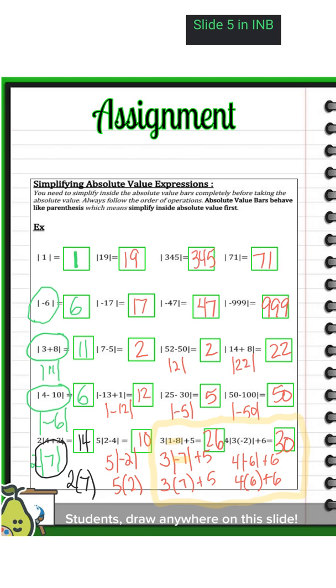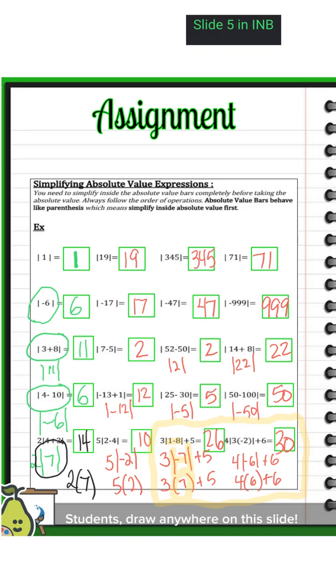You cannot distribute inside absolute value. So this cannot happen. You cannot do 3 times negative 7 and put it inside absolute value bars. That doesn't work. You have to take the absolute value of negative 7 first, which is 7, and then go ahead and finish your order of operations. 7 times 3 is 21. 21 plus 5 is 26.